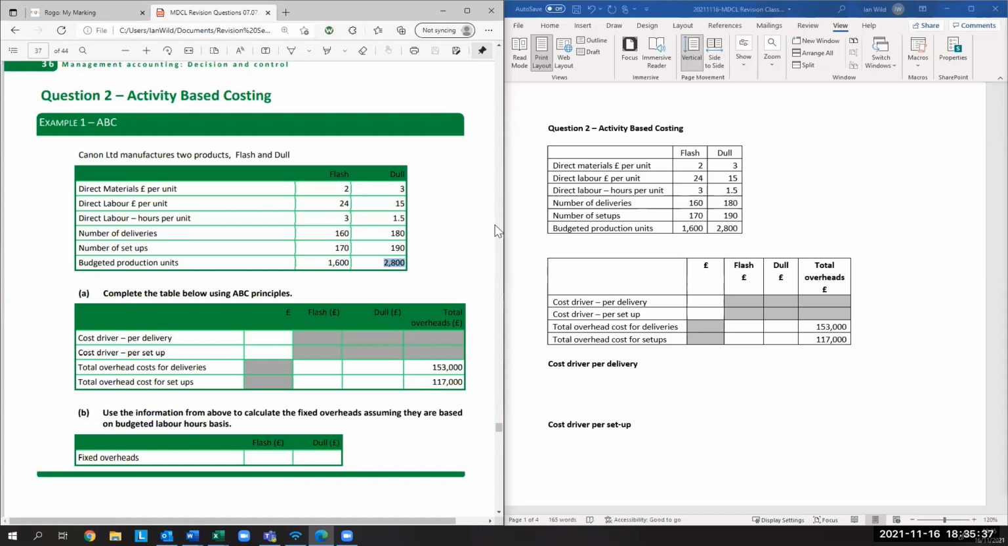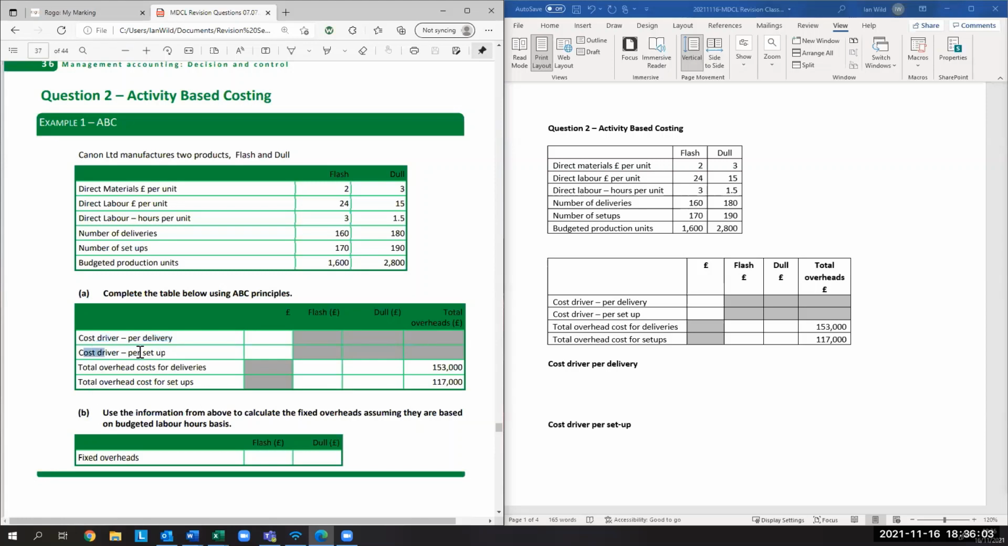Then we're given the question. Complete the table below using activity-based costing principles. The first thing they ask us to do is to set up the cost driver per delivery. We want to know how much this company is paying per delivery. That's going to be our driver for splitting the costs.